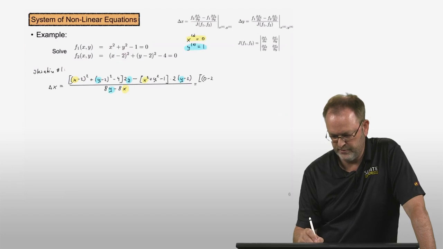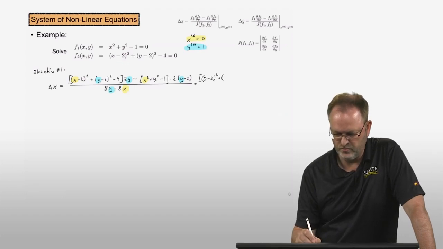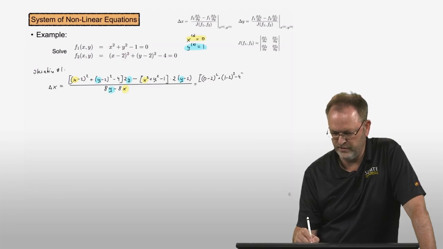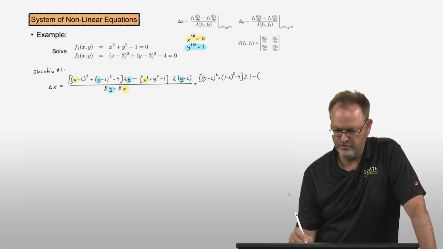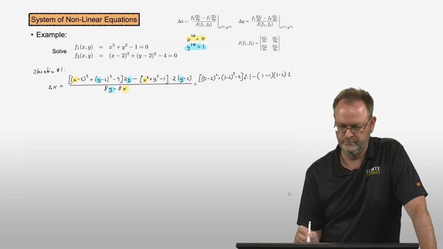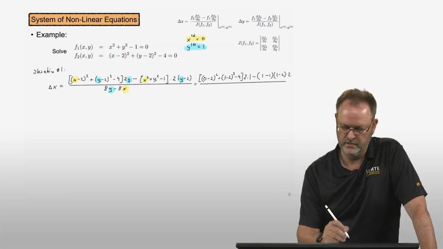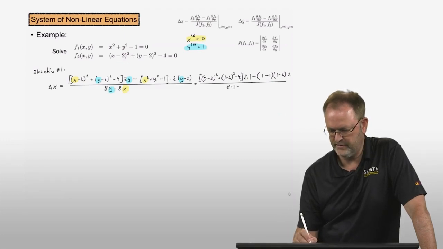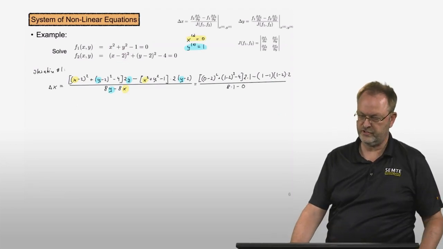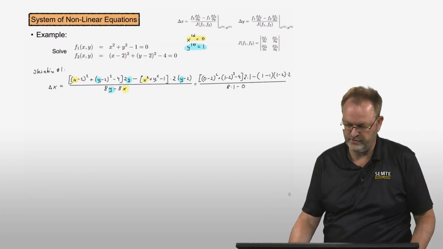0 minus 2 squared plus 1 minus 2 squared minus 4 times 2 times 1 minus x squared, that's 0 squared, 1 squared. So 1 minus 1 times y minus 2, 1 minus 2 times the 2 that I skipped over. Divided by 8 times 1, 8 times 1 minus 0. Okay, that's just substituting these corresponding values into the equation.